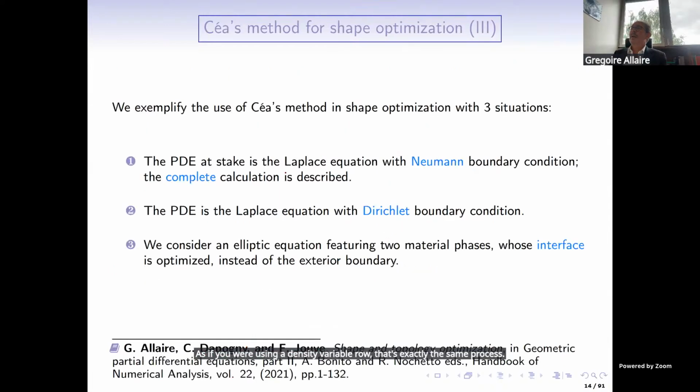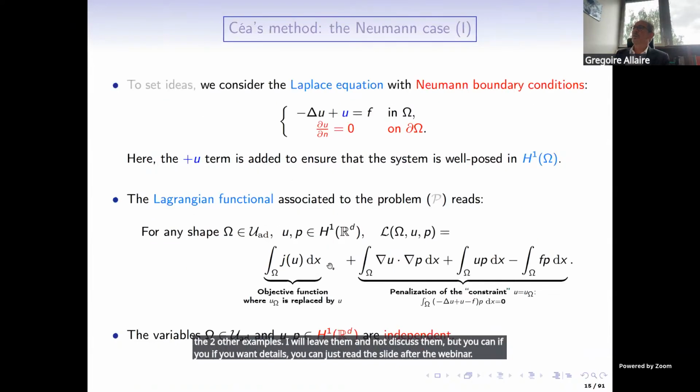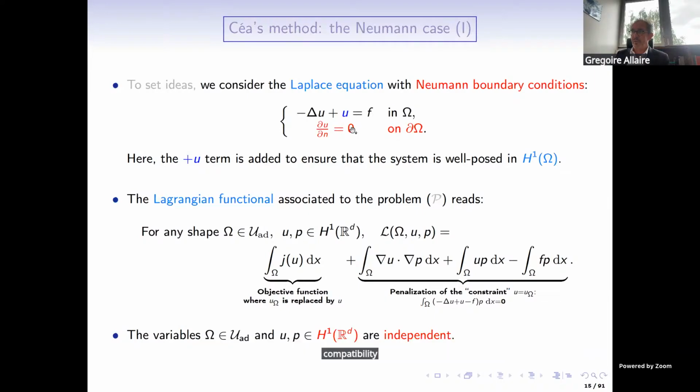Let me give you three examples. I will take some time on the first example, and the two other examples I will leave and not discuss, but if you want details, you can just read the slides after the webinar. So the simplest case is when we have a Neumann boundary condition, and I'm looking at the equation minus Laplacian u plus u equals f. I just add a zero order term so that there is no compatibility condition on the source term f, because I have the Neumann condition here.